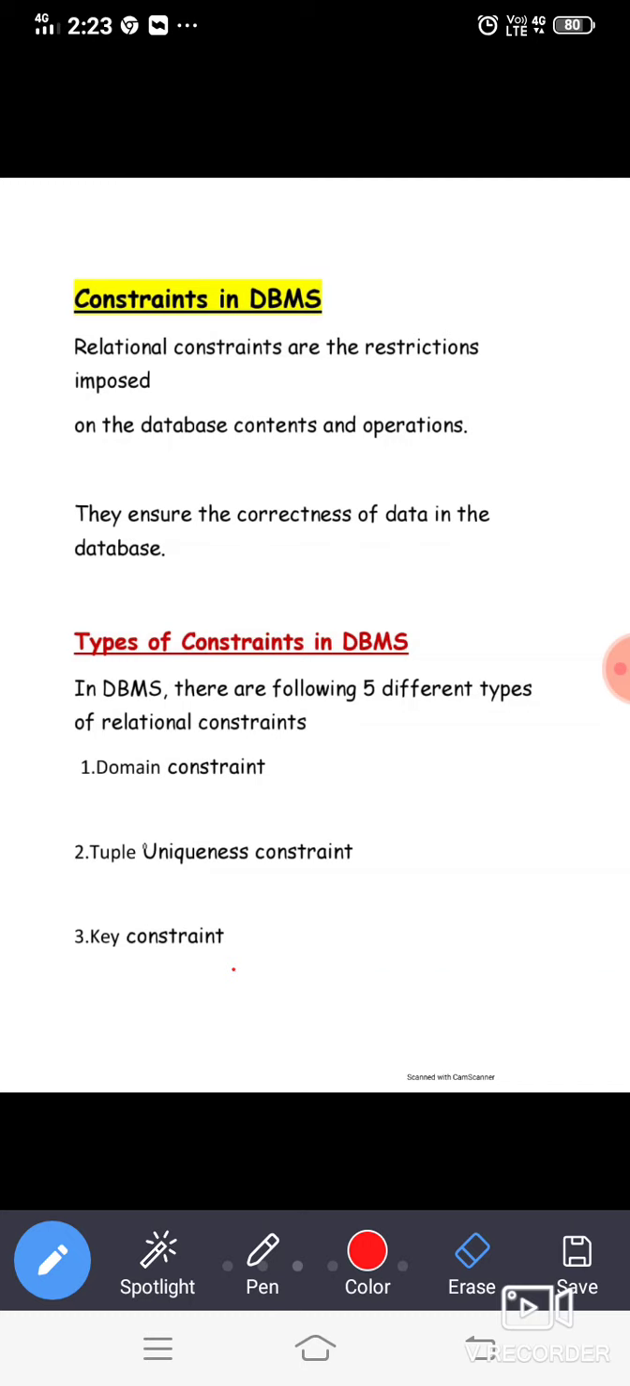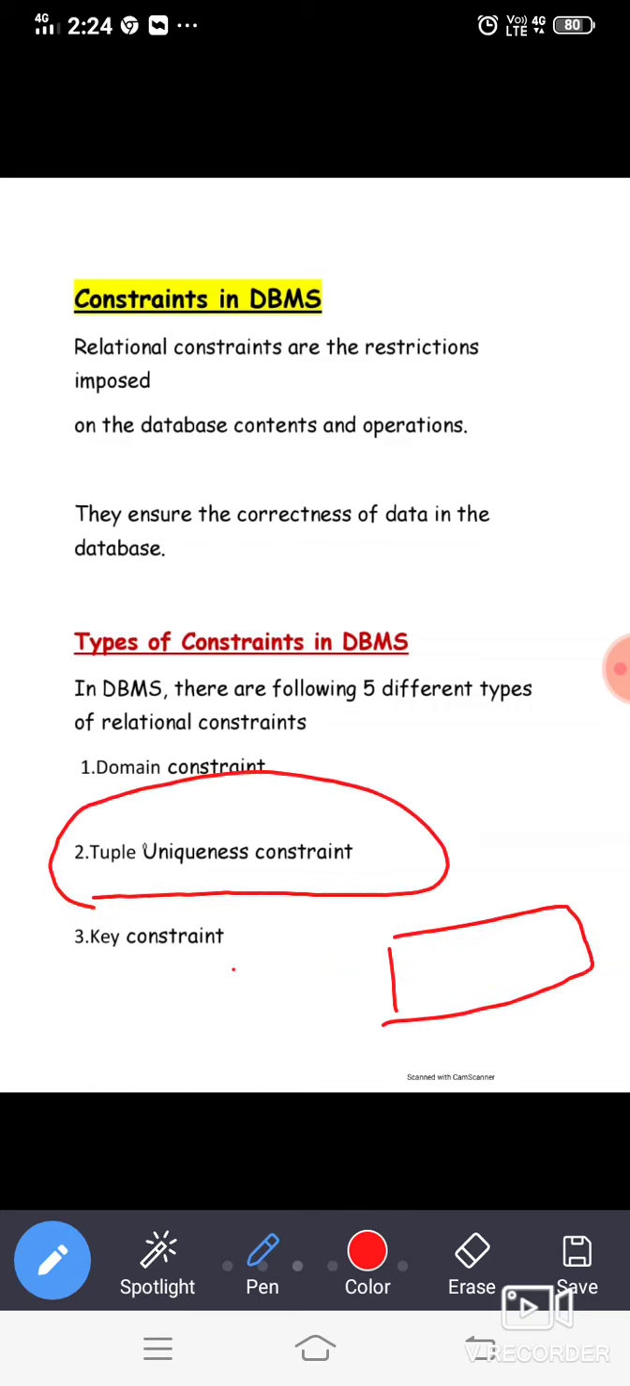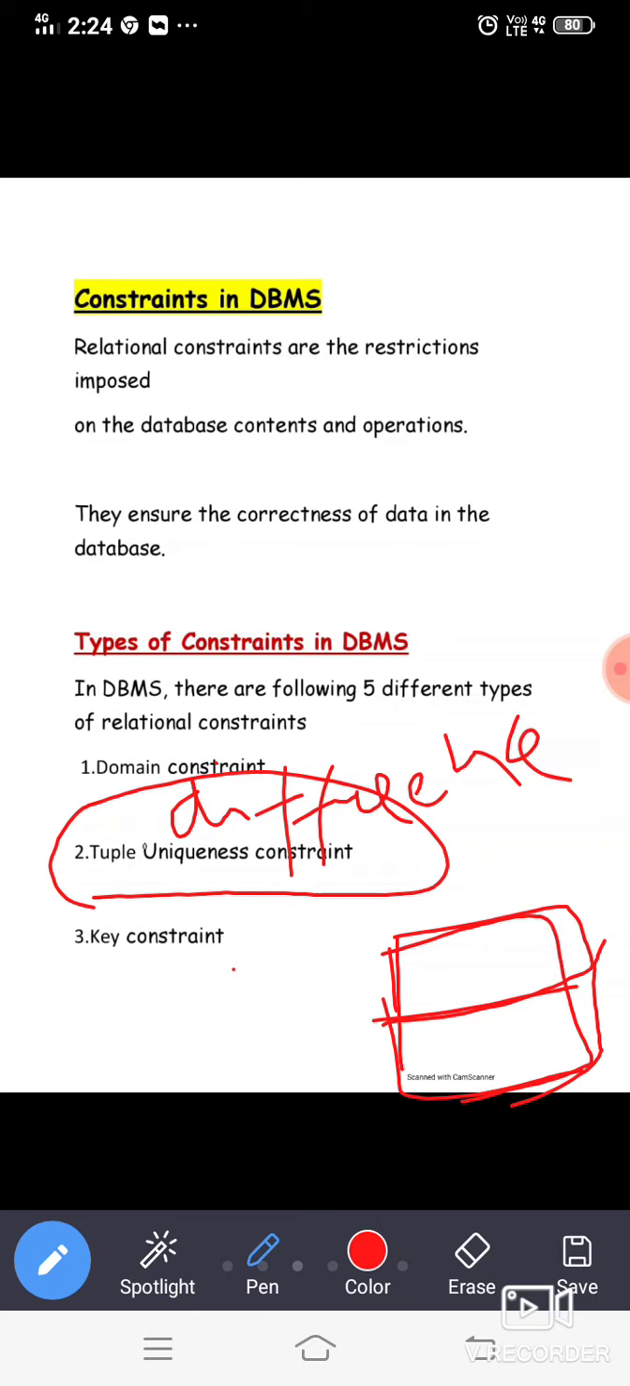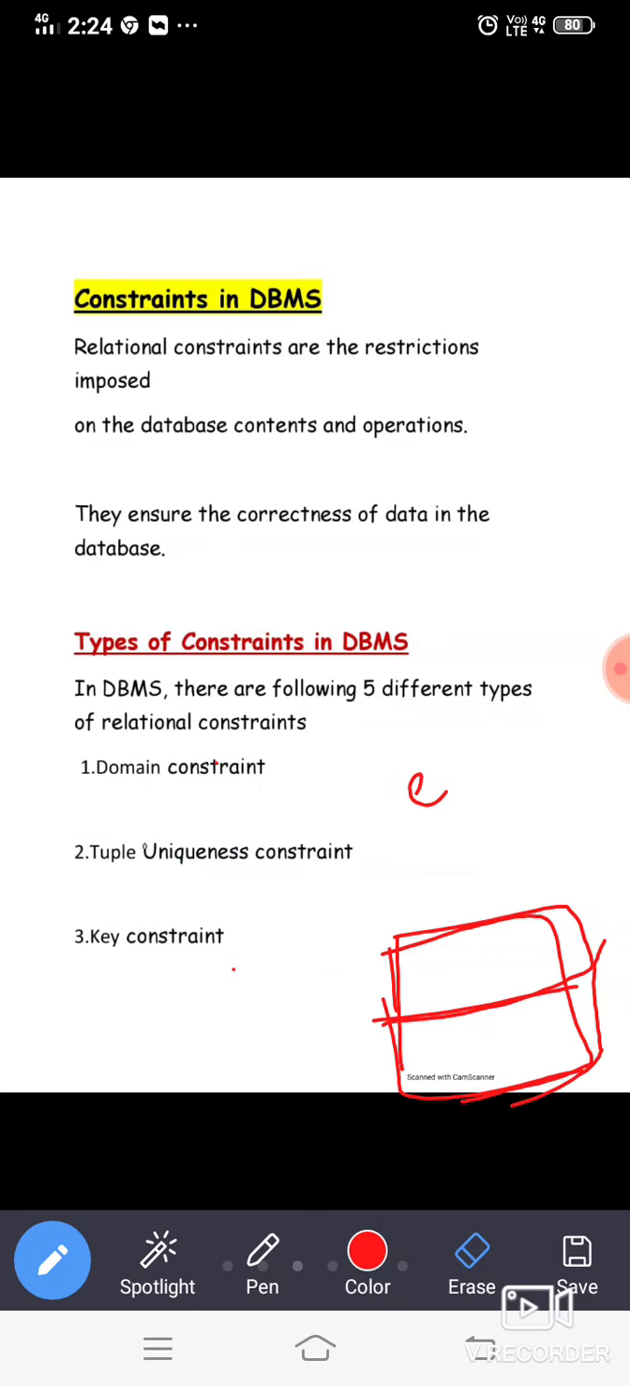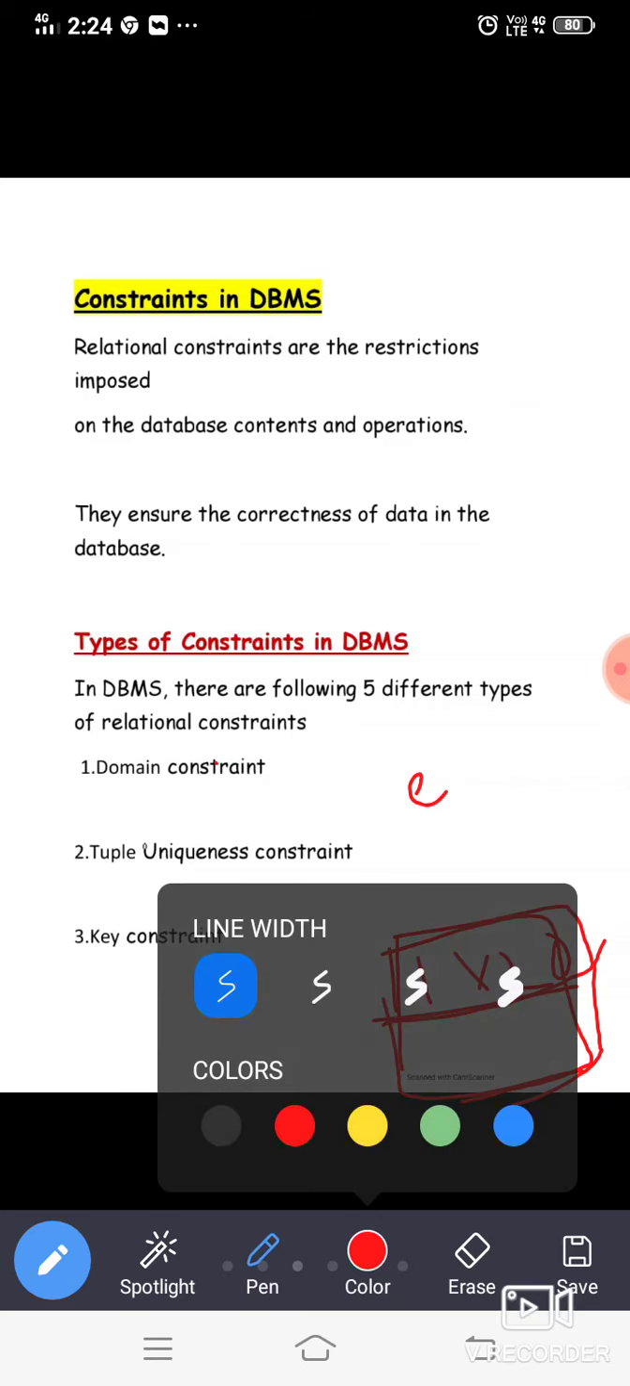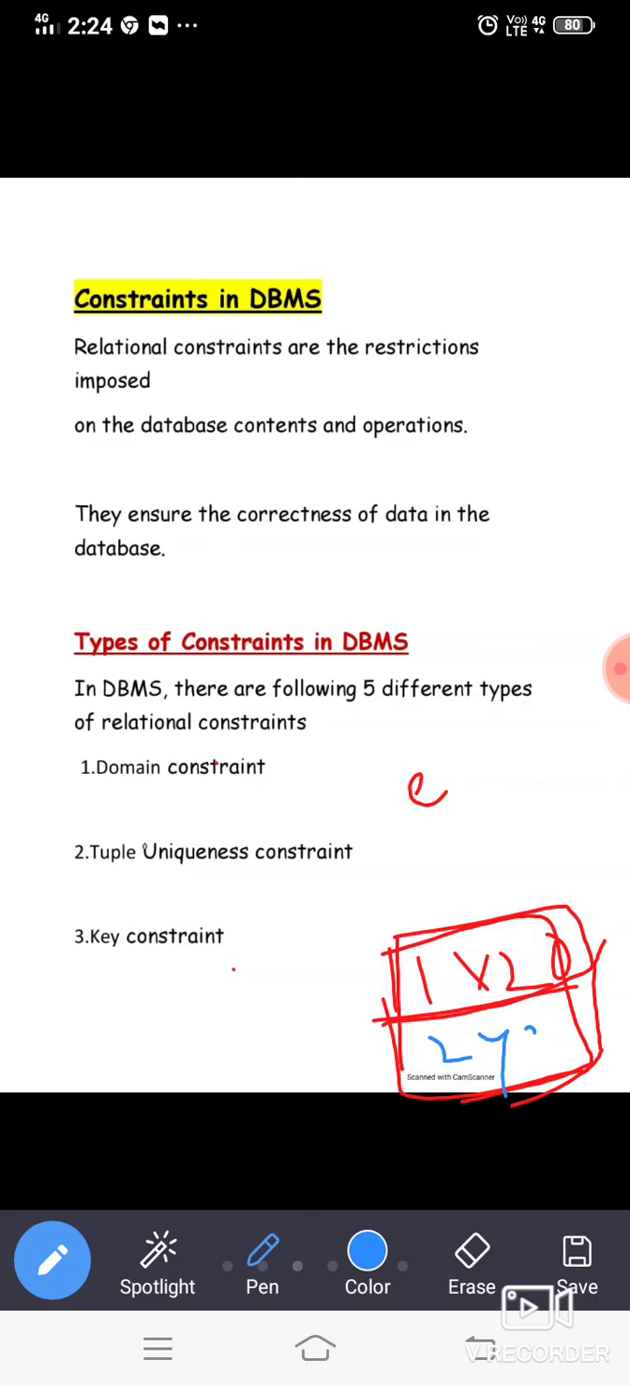Next one is the tuple uniqueness. You have to understand the meaning from the word itself. Tuple means row, so you can take the first row. Uniqueness means unique features they have, they should be different. There should be a difference in the values of the tuples. So if you take the first as 1x20, the second one should be something like 2y30.